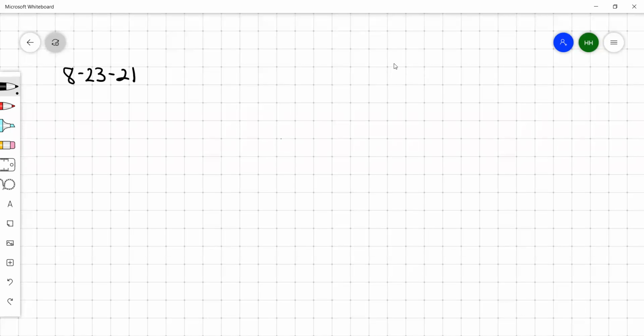All right, today we're going to be talking about and working with the distance formula. And we're going to say on the coordinate plane.